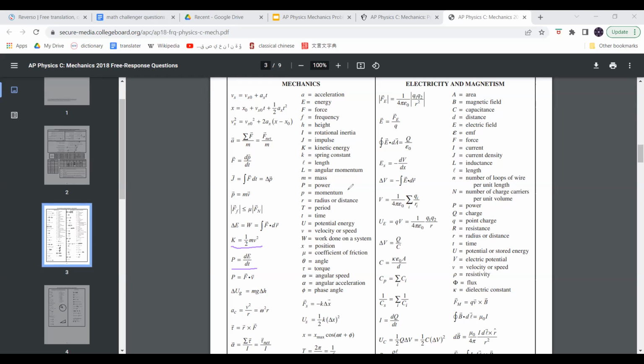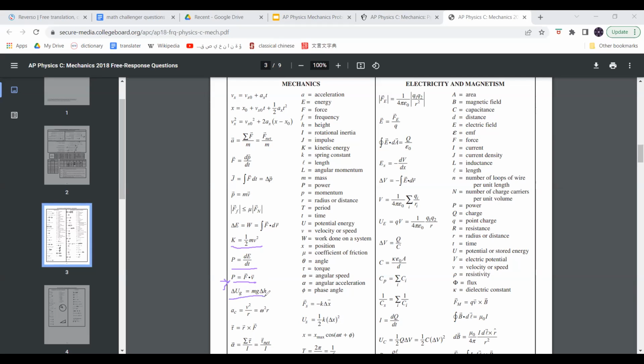P is dE over dt, and then E could roughly be said as Fd. Basically, that's like saying P is just F times dd/dt. Not dV dt, but the derivative of distance over time. The derivative of distance over time is equal to velocity. So there's your second way of finding power.